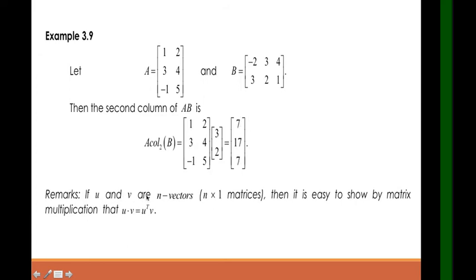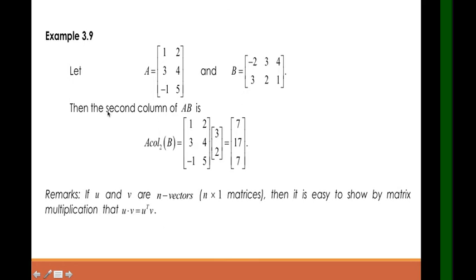Remarks: if U and V are n-vectors, or n by 1 matrices, then it is easy to show by matrix multiplication that U times V is equal to U raised to T times V. This is a transposition.